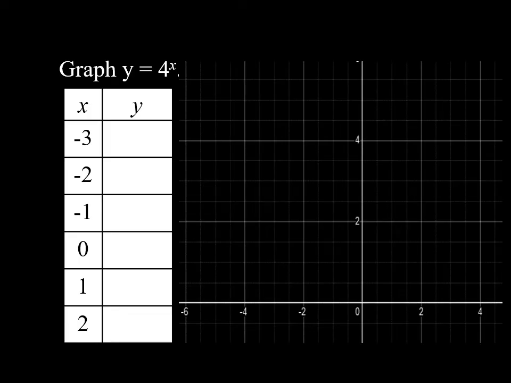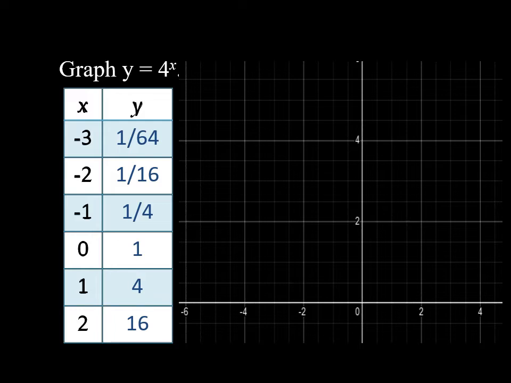Now we have y equal 4 to power x. First we're going to complete the table. We're going to substitute x by the values we have. And first we have x equal -3, so 4 to power -3, that's 1 over 64.